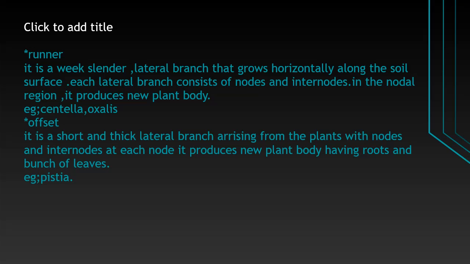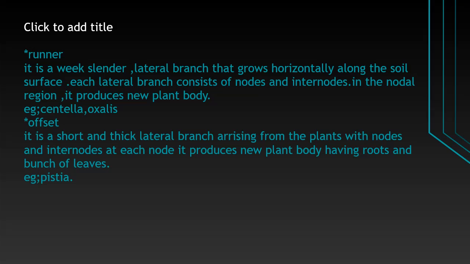It is a weak, slender lateral branch that grows horizontally along the soil surface. Each lateral branch consists of nodes and internodes. In the nodal region, it produces a new plant body. Examples are Centella and Oxalis. It is a very weak, slender lateral branch that grows horizontally along the soil surface, and each lateral branch consists of nodes and internodes. In the nodal region, it produces a new plant body.